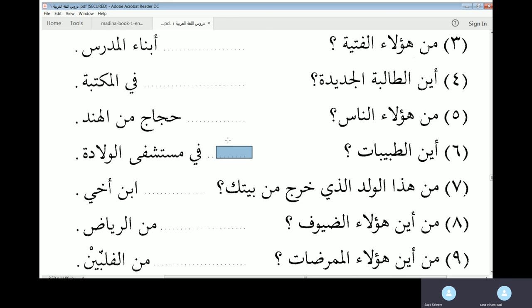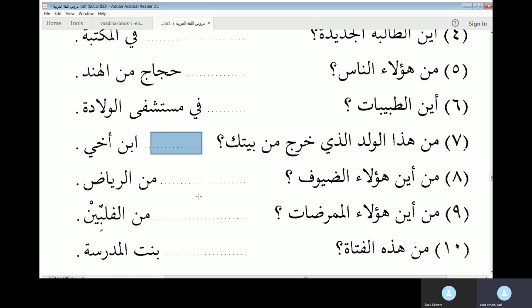Aina tabibatu. Where are the female doctors? Hum fi mustashfil viladati. Hum is for masculine only. Okay. Hunna fi mustashfil viladati. Where are the female doctors? They are in the maternity hospital.